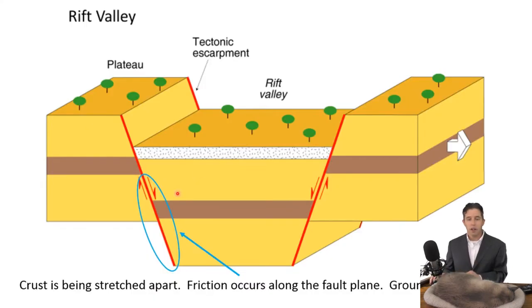So here's kind of a cartoon diagram of what I mean by this. So this block is moving down relative to this block is moving up, and friction is occurring along this plane. And if cold water is coming along here, then it might heat up and come up, and you'll have hot springs up in here. Okay, that's the idea.